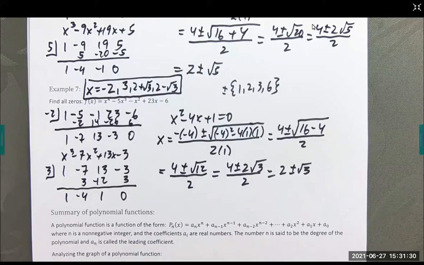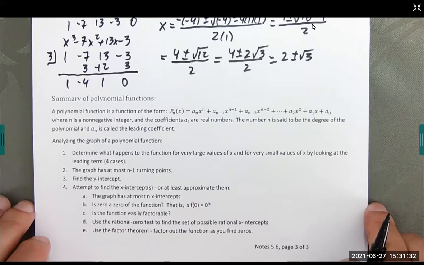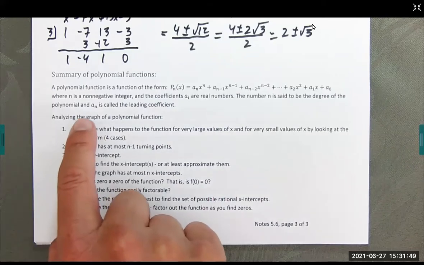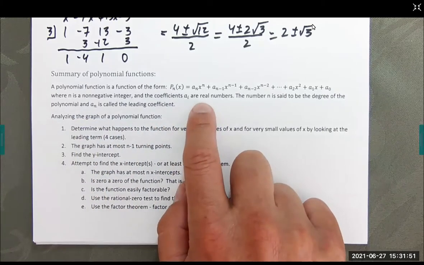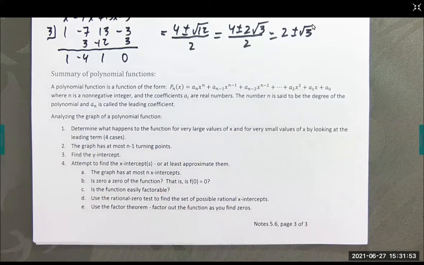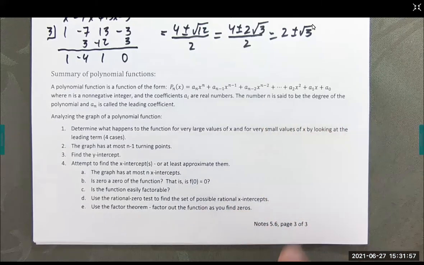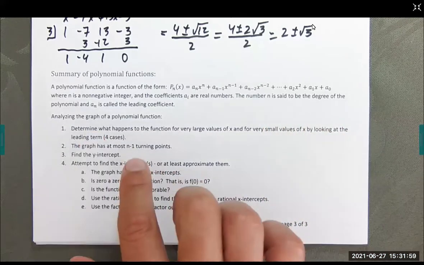All right, so this is a nice little summary of the polynomial functions. If you're going to have to graph one, what do you look for? What can you find? Often finding the x-intercepts, which is what we've been doing this entire past 2 sections, either real or complex. And yeah, so the coefficients have to be real numbers, and the number n is said to be the degree of the polynomial.